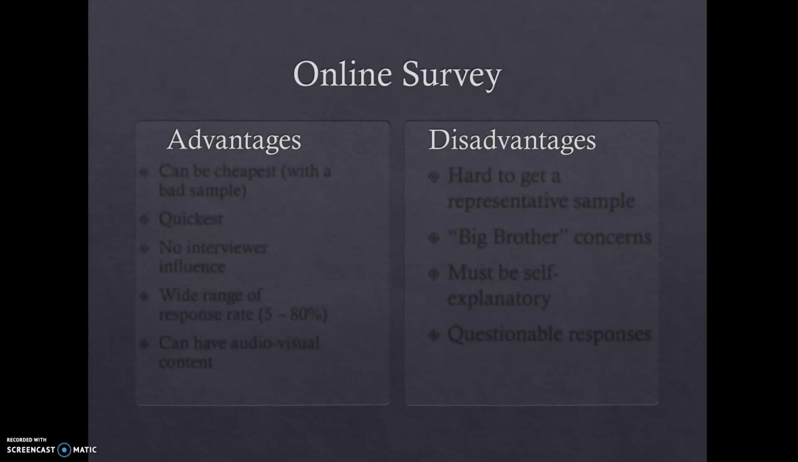Online survey, that's my favorite. The biggest advantage is the money. It's very cheap, but you also get a bad sample. It's very hard to get a random sample, if possible, online, because not everyone is online. And it's fast. Once you send people the link, usually they can respond really quickly.